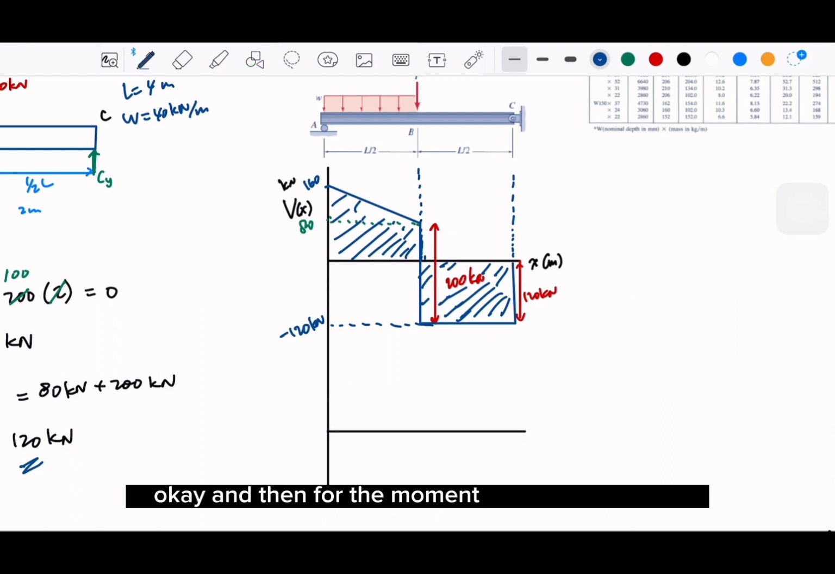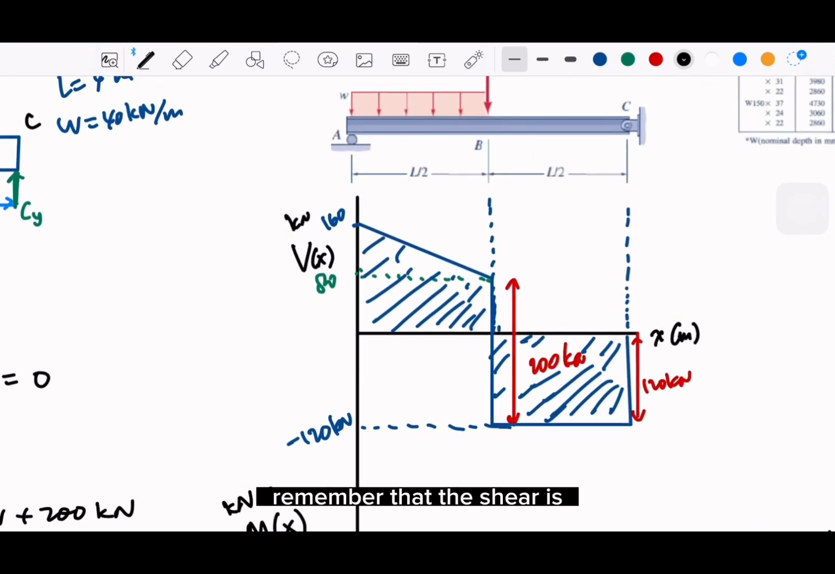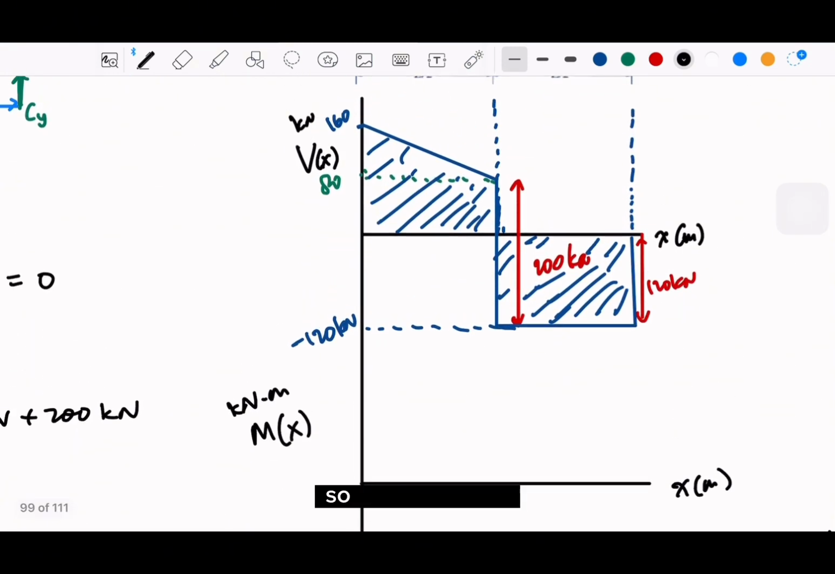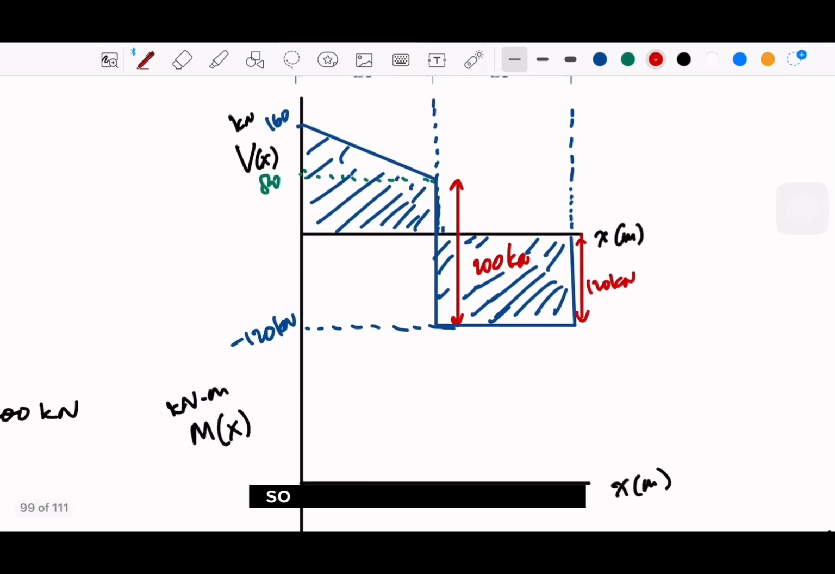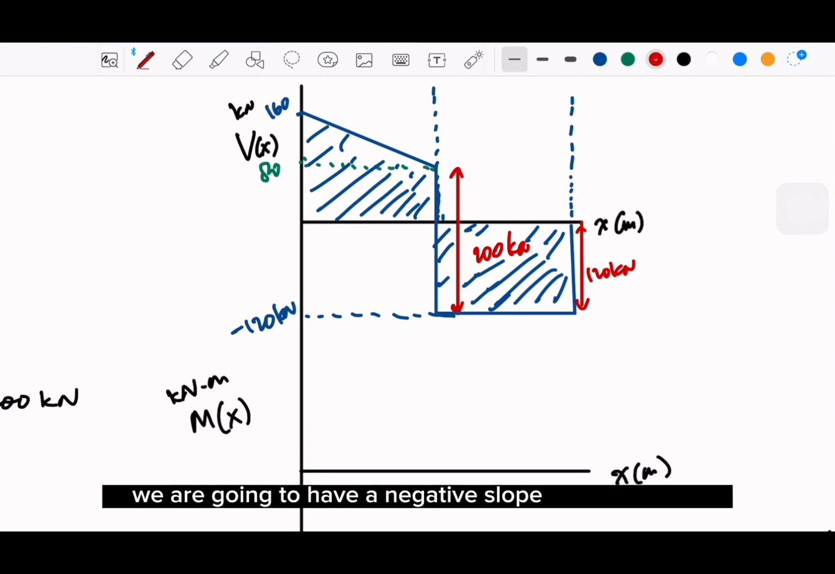Okay, and then for the moment, remember that the shear is the derivative of the moment. So we are going to integrate. This is positive, right? The slope is positive from A to B, so it's going up. And then after that, we are going to have a negative slope, but a constant. So we are going to have a linear equation.